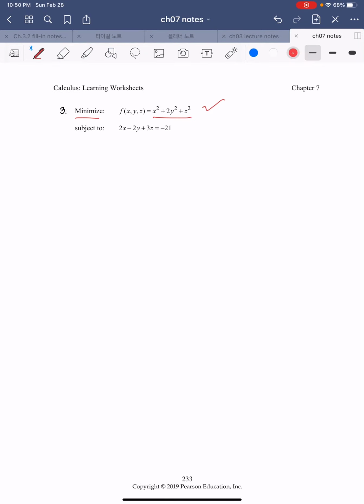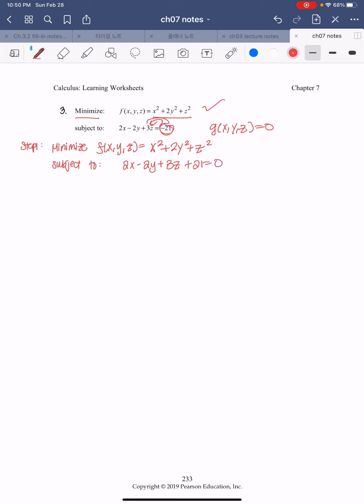So this one is already there. Second one, I have to set the equation equal to 0. So move this one to the other side. Okay. Step 1, rewriting. We want to minimize this time f of x comma y comma z as x squared plus 2y squared plus z squared. And then we are subjecting to 2x minus 2y plus 3z, add 21 equal to 0. I'm adding to move to the other side.